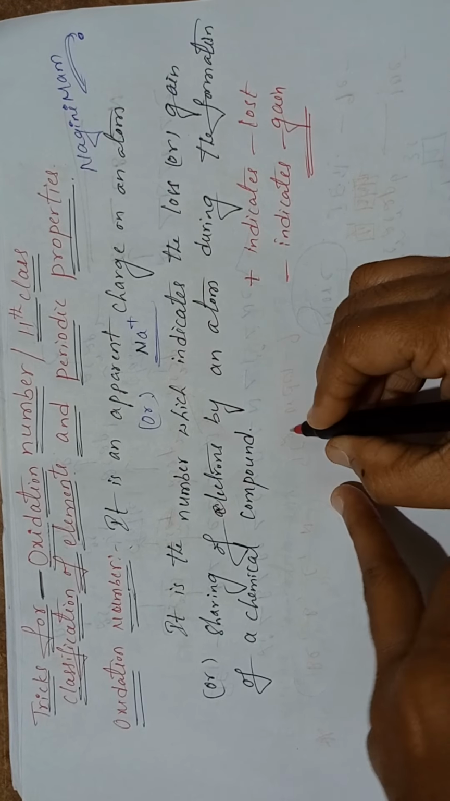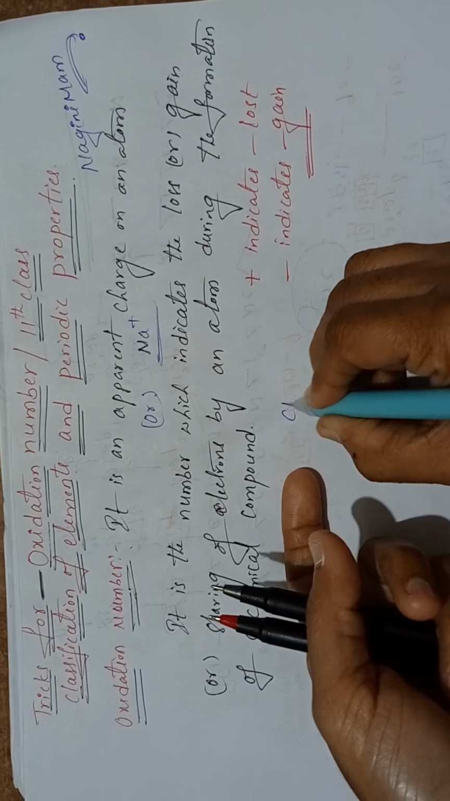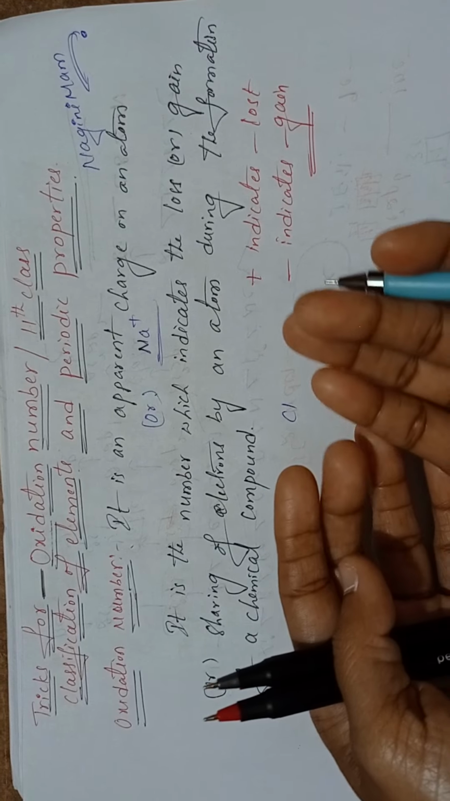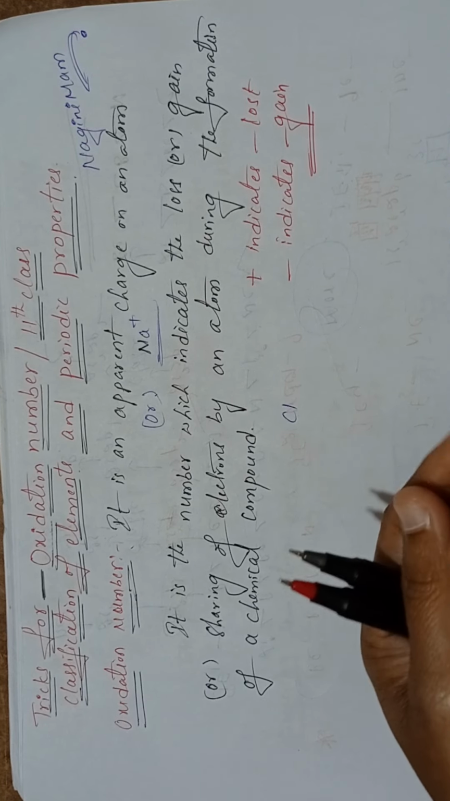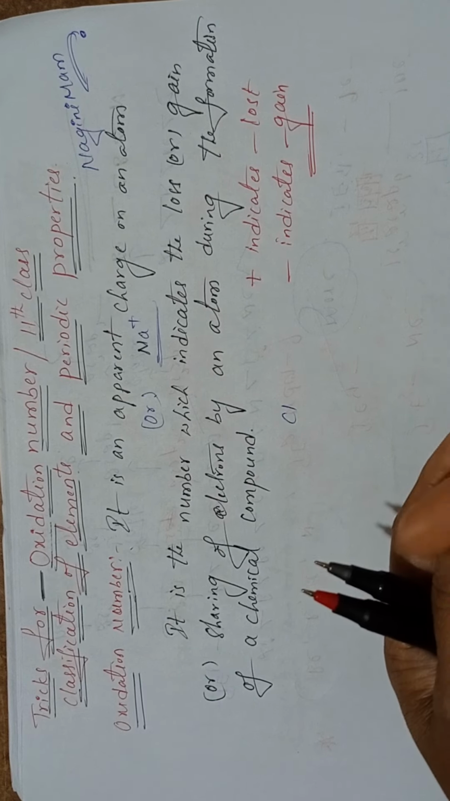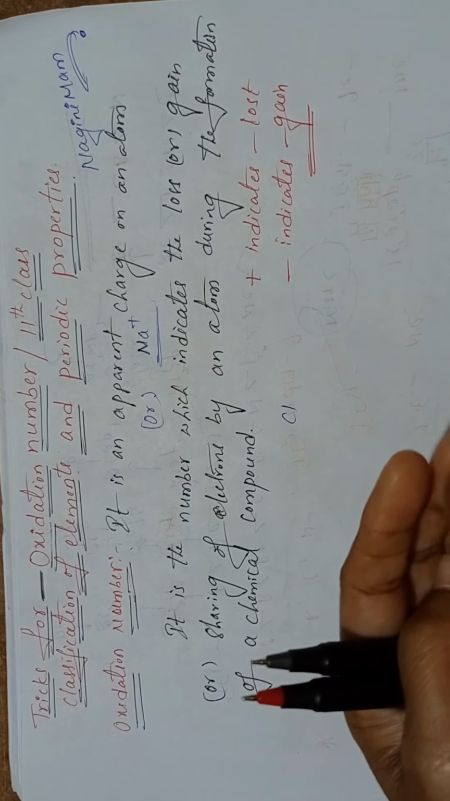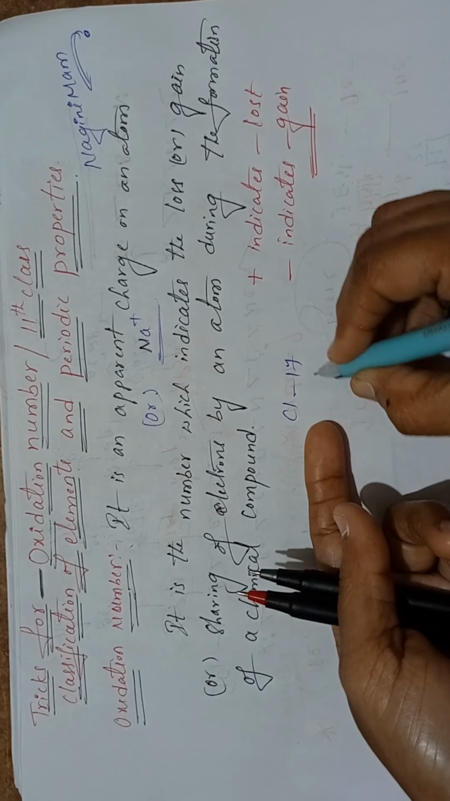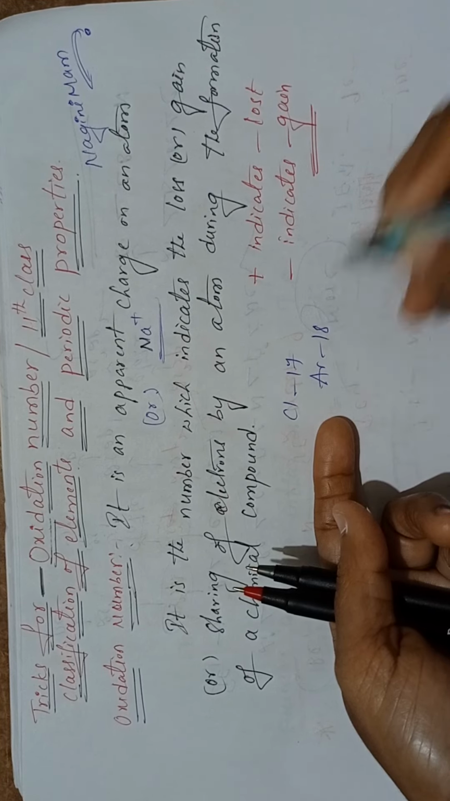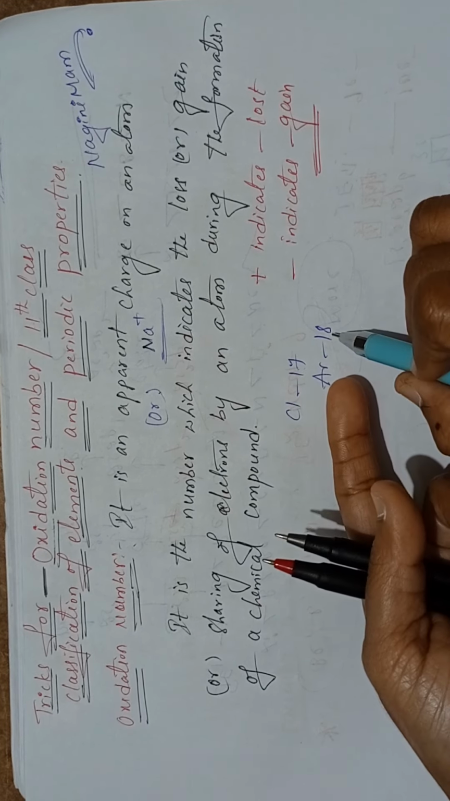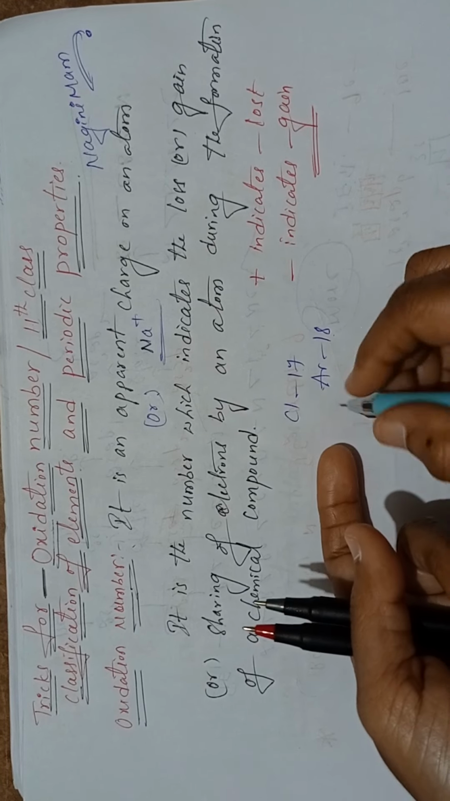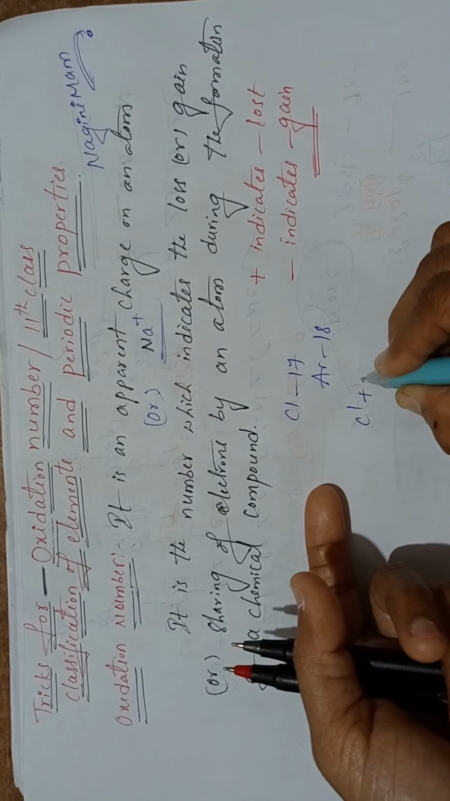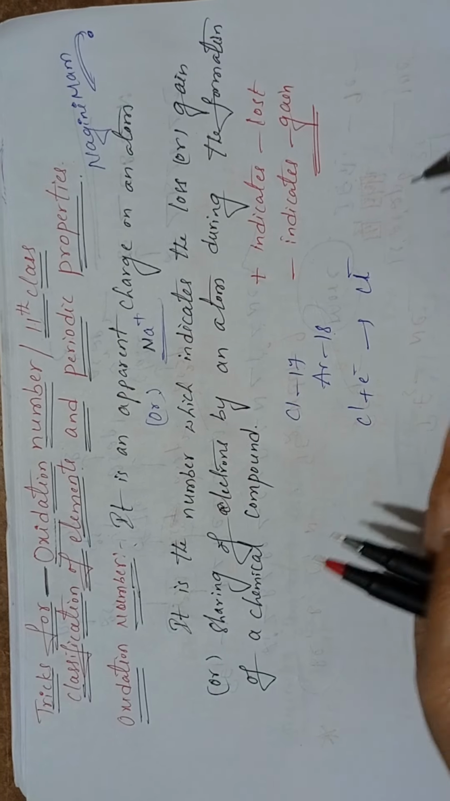For example, I am taking chlorine, students, Cl-. Its atomic number is 17. The nearest noble gas element is argon, with atomic number 18. So chlorine is ready to gain one electron to get the stability of argon. By gain of one electron, it becomes Cl-. Are you clear?